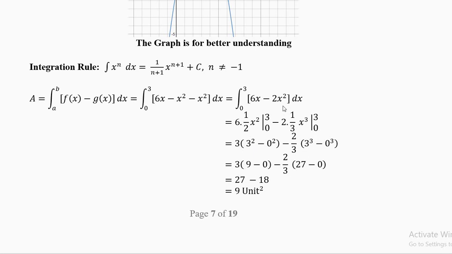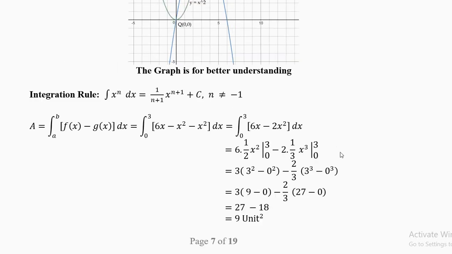Now the second one is integration of minus 2x square. You get minus 2 into 1 by 3 x cube, minus 2 by 3 x cube, going from 0 to 3. 3 cube minus 0 cube. We'll get minus 2 by 3 into 27 minus 0, which is 18. 27 minus 18 is 9. So area is 9 units square.